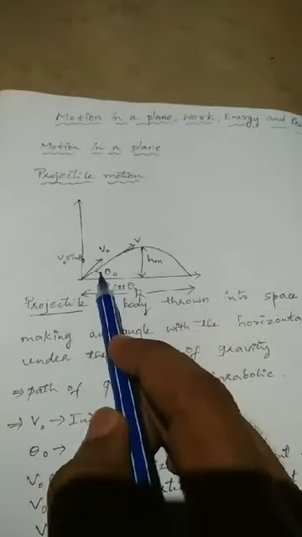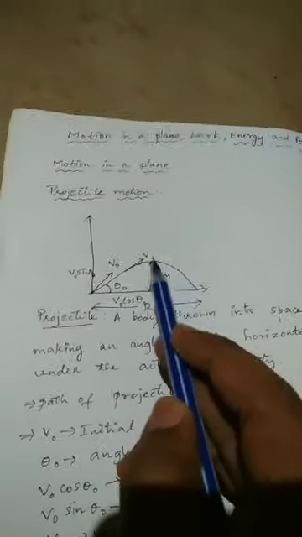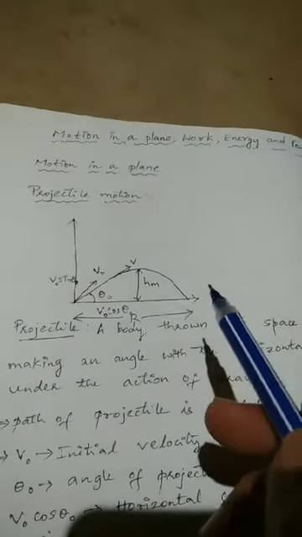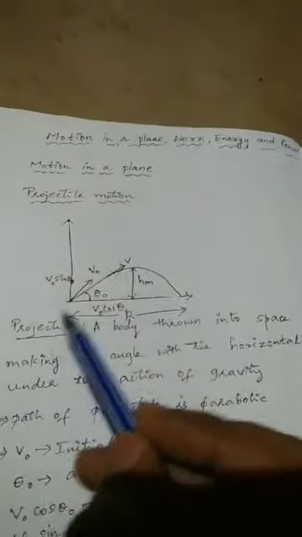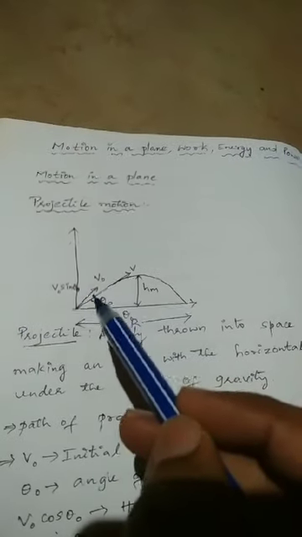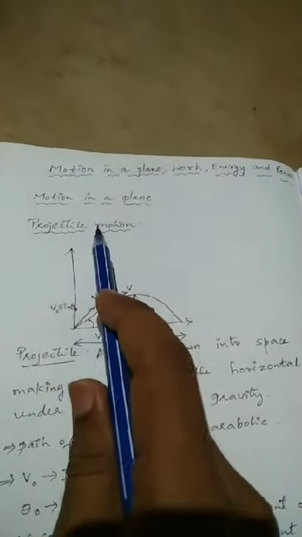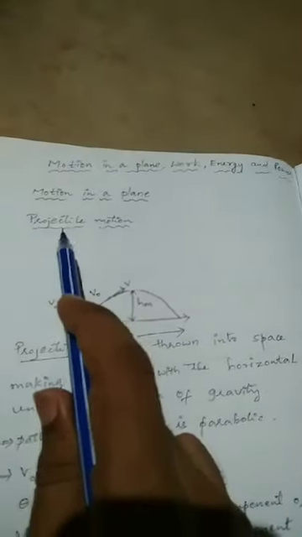So a graph you can see here. This is a graph of projectile motion of a particle. Some terms you can see here, we will see what those are. Before that, what is this projectile motion? You know what is motion. So what is this projectile?